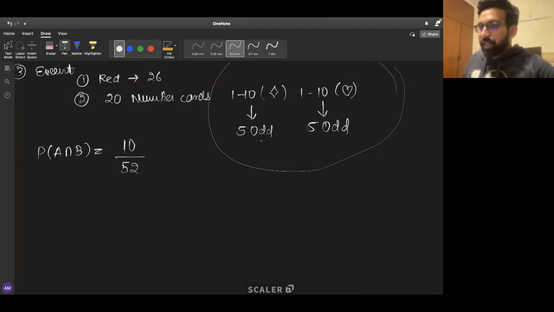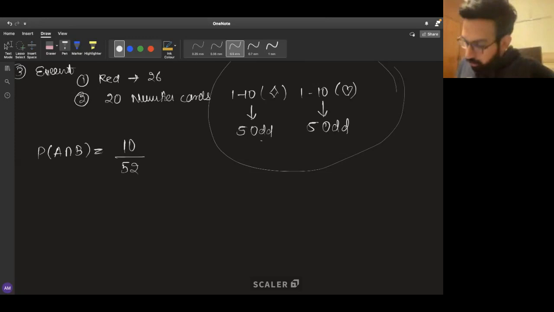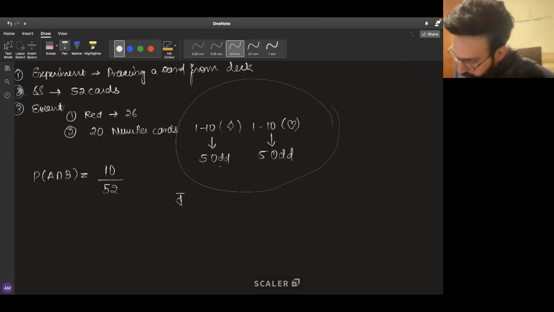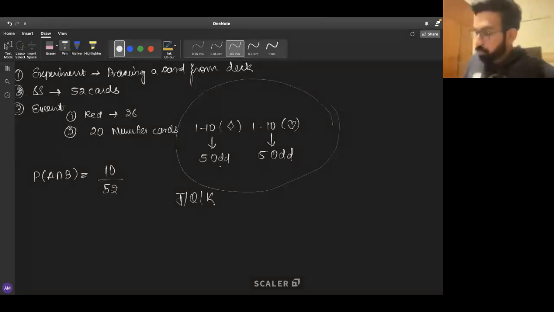Any questions here before we move to the next part? We've discussed joint probability, and we're yet to cover conditional probability and marginal probability. What are non-numbered cards? You have Jack, Queen, and King as non-numbered cards, and these are called face cards.